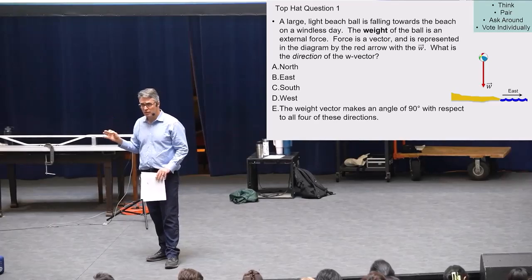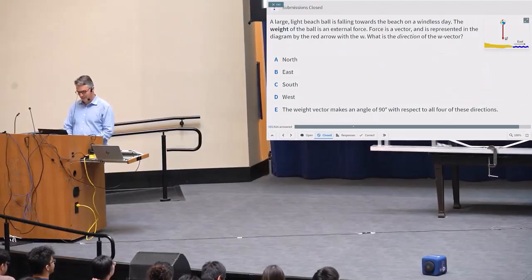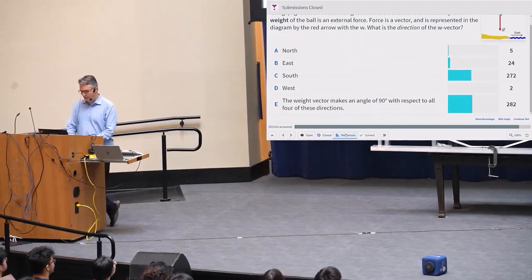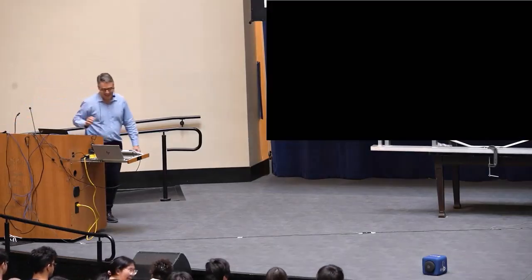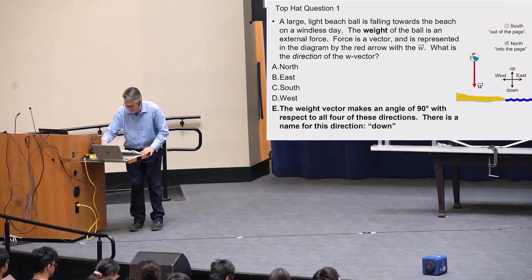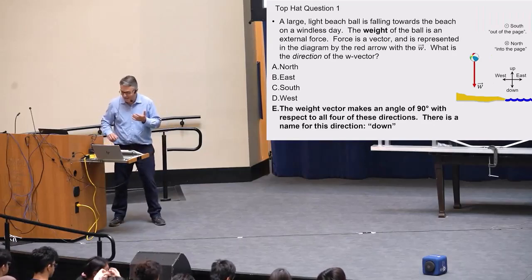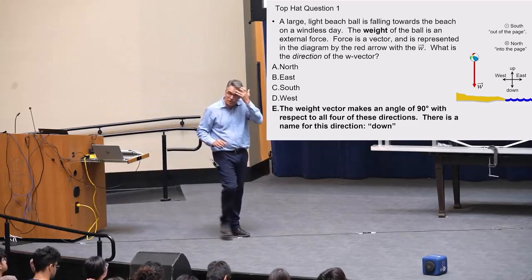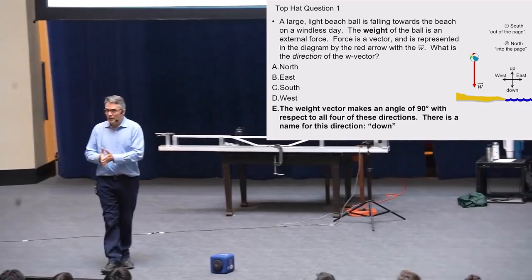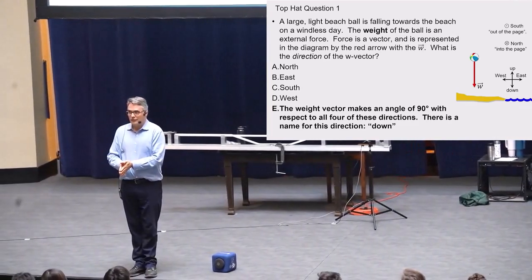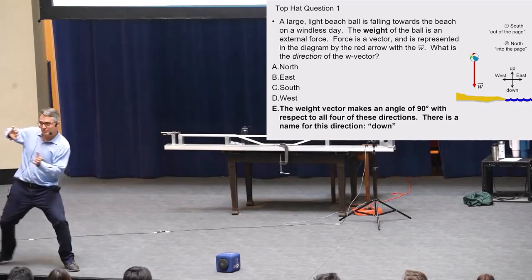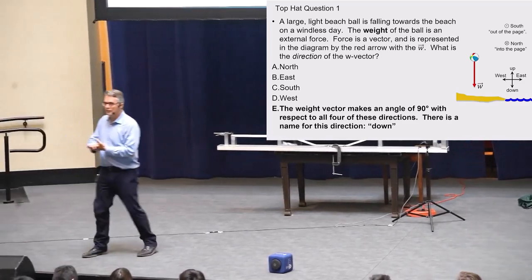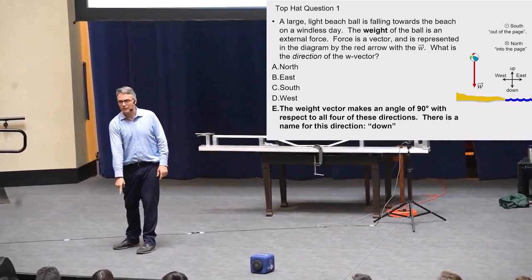So what is the direction of the weight? Okay, survey says, responses. Ooh, it's a toss-up between south or some mystery direction that makes an angle of 90 degrees with respect to all 4 of those directions. What I'm trying to do is remind you that life is 3-dimensional. And so there is a word for the direction that the beach ball falls. It's called down. North is that way, south is that way. Balls don't fall that way, they don't get pulled in that direction. Make sense? It's 90 degrees away from south.